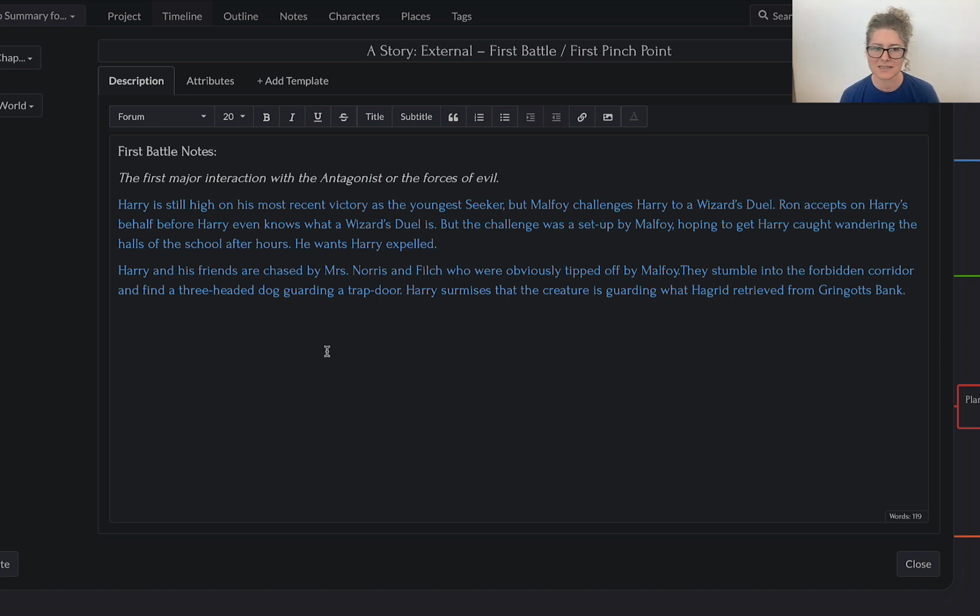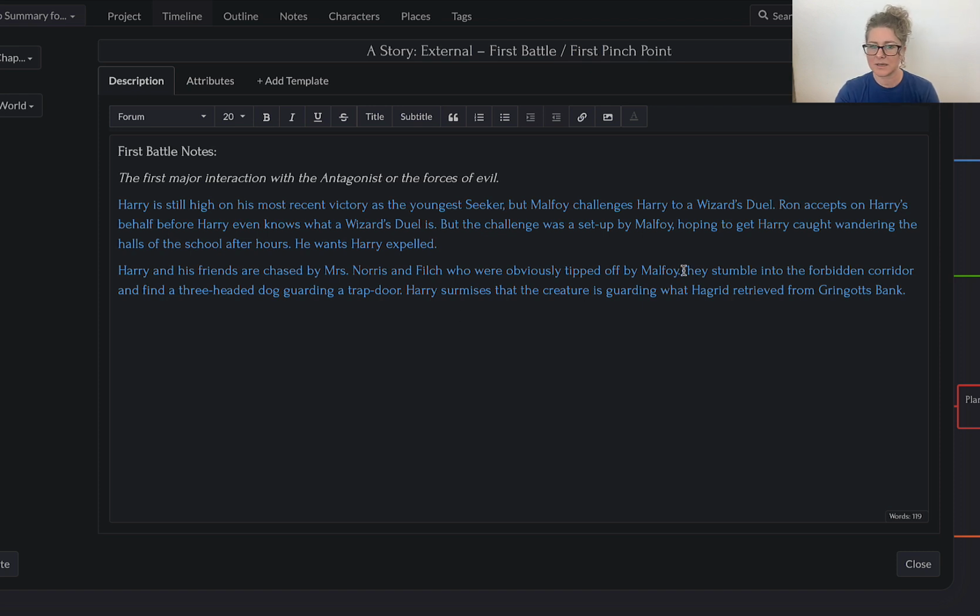Harry is still high on his most recent victory as the youngest seeker, but Malfoy challenges Harry to a wizard's duel. Ron accepts on Harry's behalf before Harry even knows what a wizard's duel is. But the challenge was a setup by Malfoy, hoping to get Harry caught wandering the halls of the school after hours. He really wants Harry expelled. Harry and his friends are chased by Mrs. Norris and Filch, who were obviously tipped off by Malfoy.